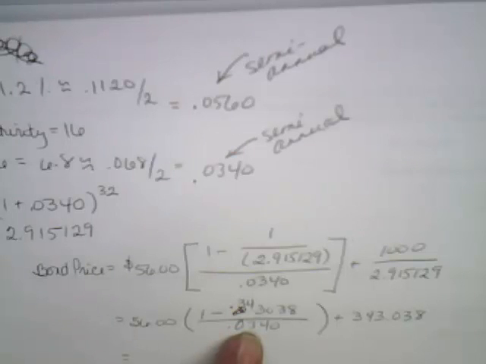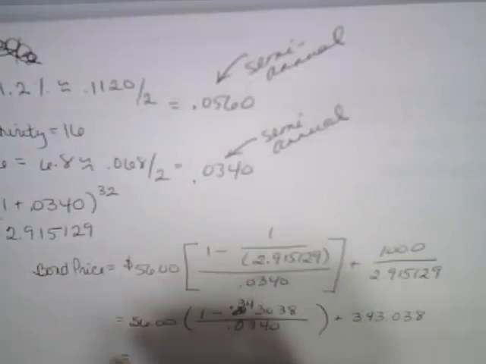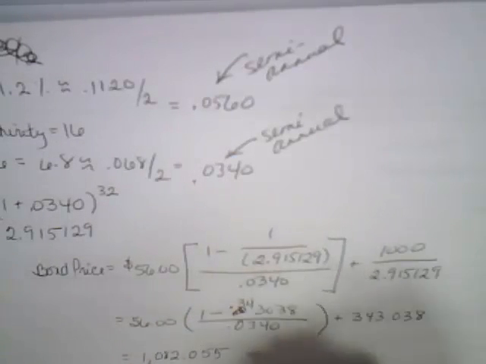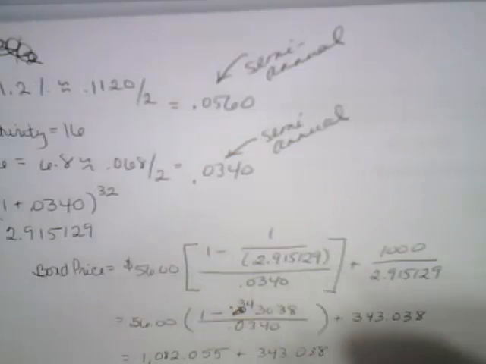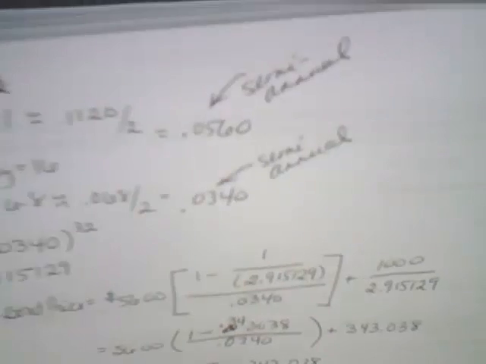gives us 0.656962. We're going to divide that by 0.0340, which gives us 19.322412, and we're going to multiply that by 56, which gives us 1,082.055, plus 343.038, which gives 1,425.09. Let me push this up a little bit.